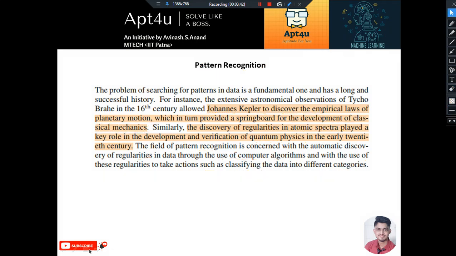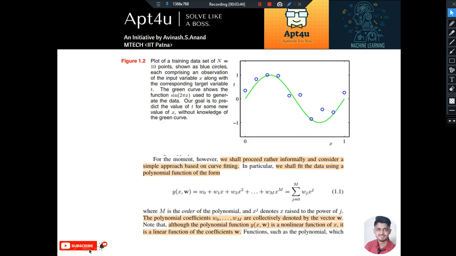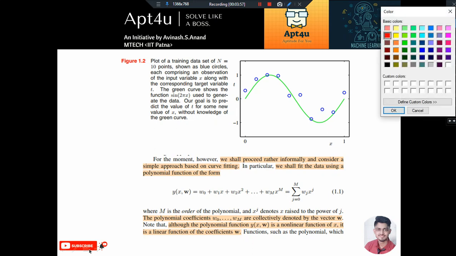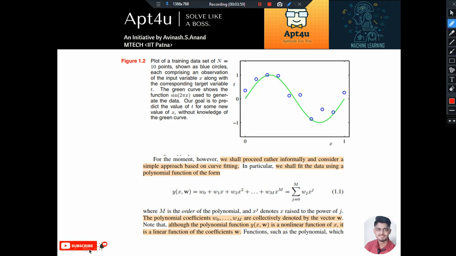Moving on to the next slide, let us see what a machine does. How does a machine capture the patterns present in data? We will refer to this image here. It is a plot of a training data set of n equal to 10 points, shown as blue circles.